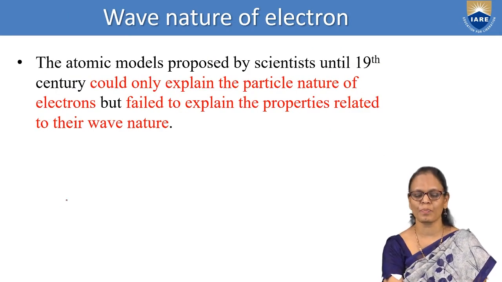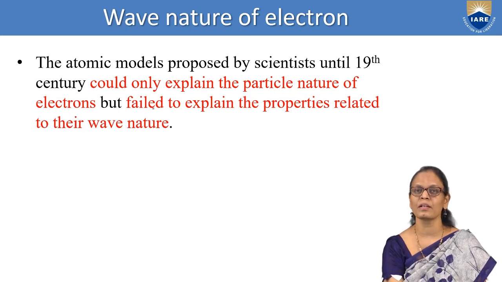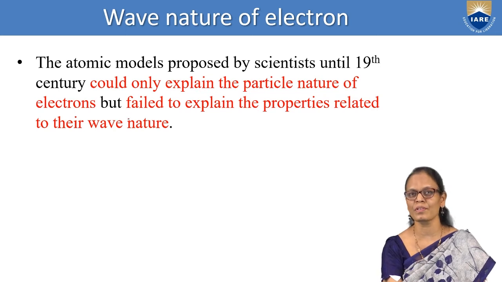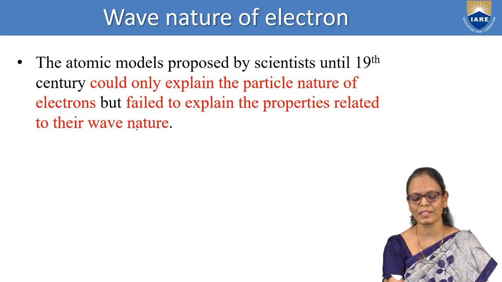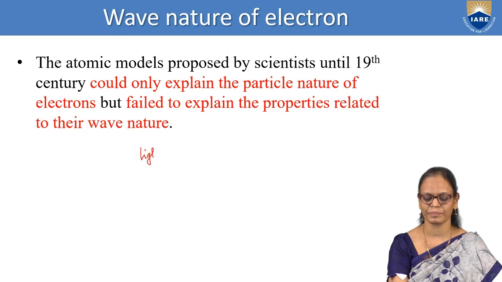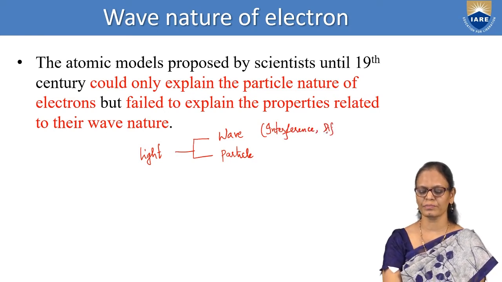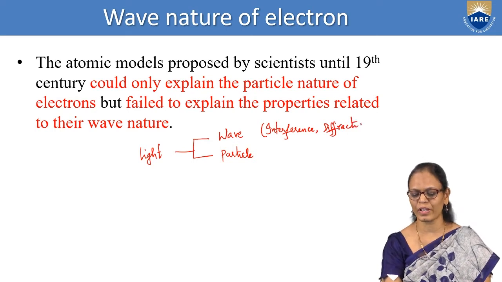Now, coming to the first point, that is the theory behind the experiment. Atomic models proposed by scientists until the 19th century could explain the particle nature of electrons, but failed to explain the properties related to the wave nature. That means, when they took light radiation, which has wave nature, they said it can behave like a particle. So we have the experiments of interference and diffraction here, which prove the wave nature.